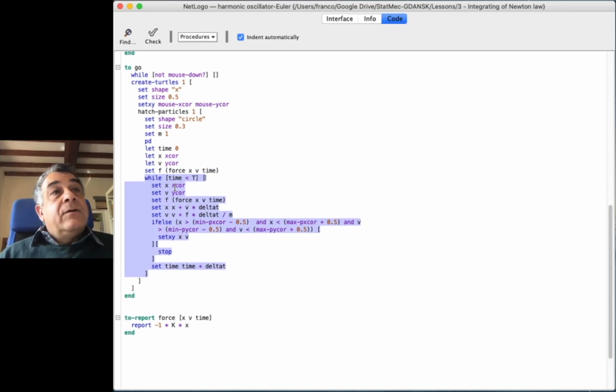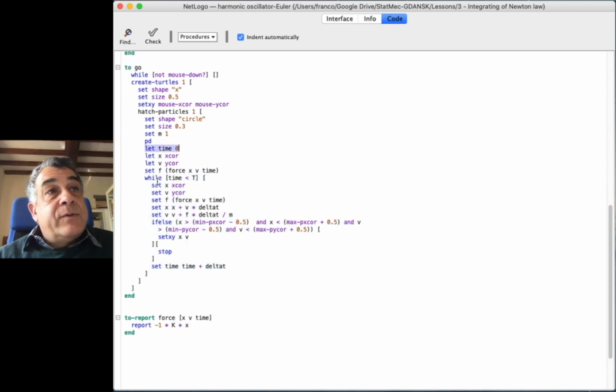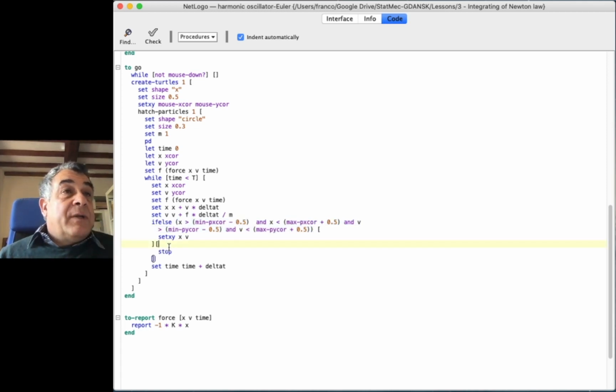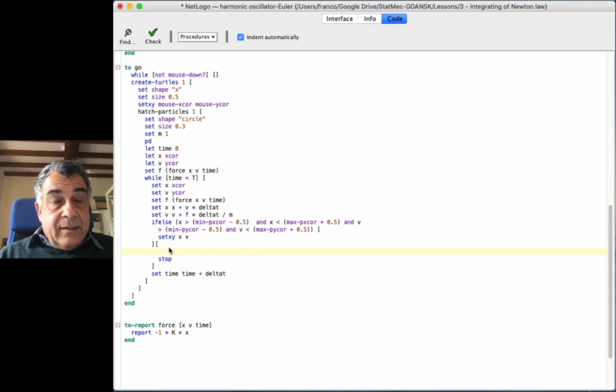Unfortunately, NetLogo has no built-in time, so I have to manually set the time to 0 and then increase the time. And so I compute the force, I increase the x, and I increase the v according to the equation. I check if the trajectory is still inside the world, otherwise it stops. Actually, I can mark the crash, just to make this clear.